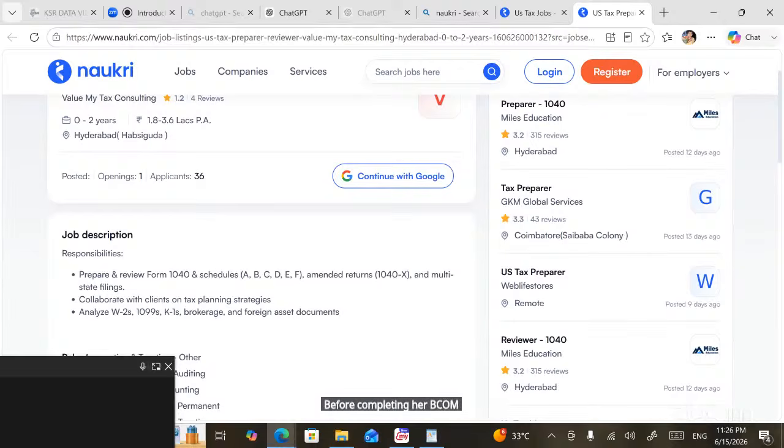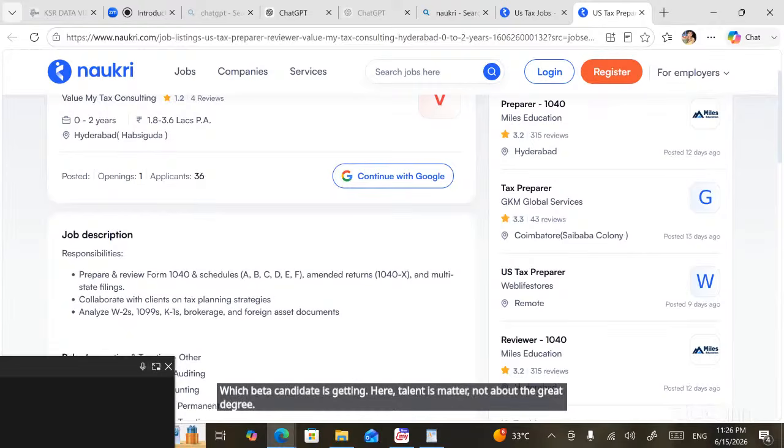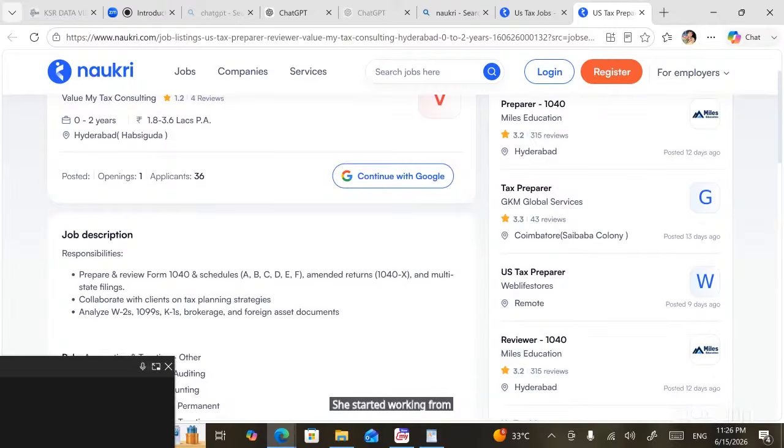Which BTech candidate is getting that? Here talent matters, not the degree or grade. She started working from second year onwards, sir. Before completing BCom, she had 9 months of work experience.